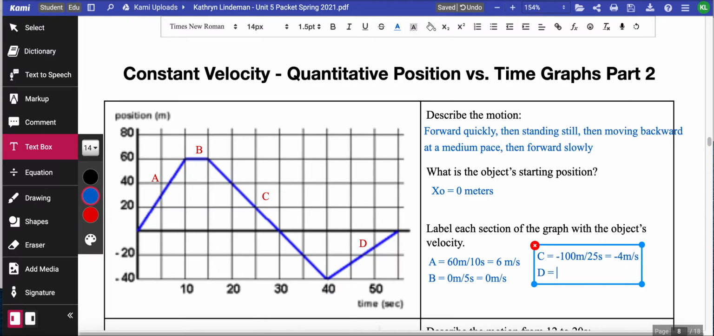And then for D, we have a rise of +40, because we go from -40 back to the origin. So 40 meters divided by, and then for our run, we have 5, 10, 15. So 40 divided by 15, we end up with 2.66.